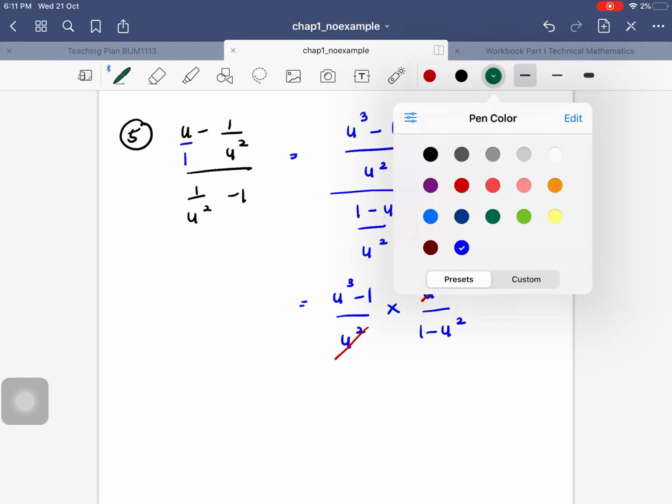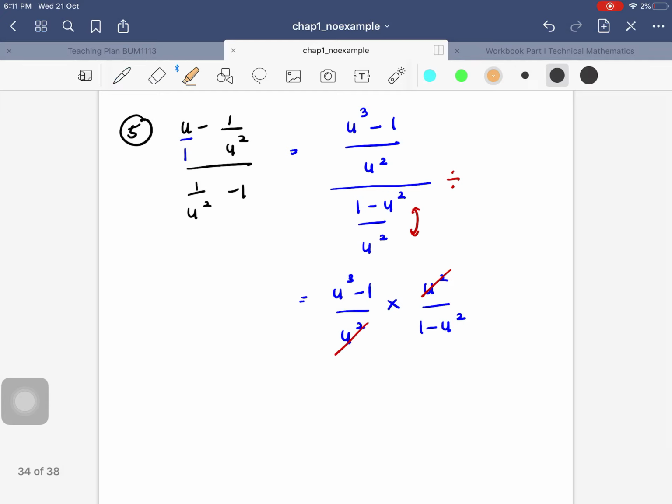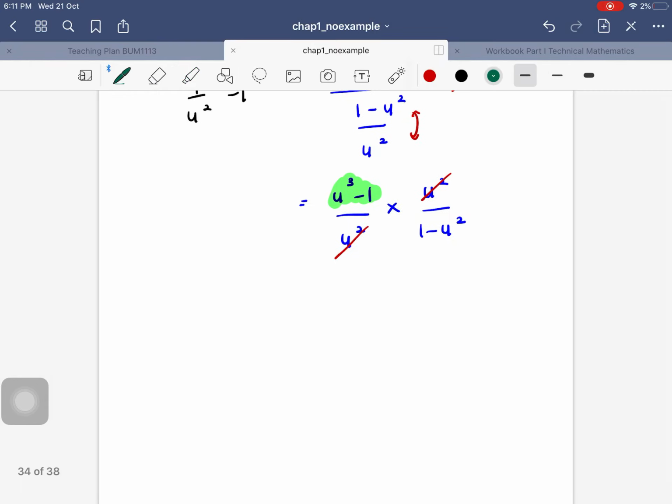Let's see if we can simplify this further, because we know that this one can be simplified by using the difference of cubes. So I'm going to apply the formula. It's a minus, so I'm going to have u minus 1. This is the formula. Then I'm going to have the first term squared, with the minus at the front, plus both terms multiplied, which is u, and the last one is 1 squared, and that will be over 1 minus u squared.